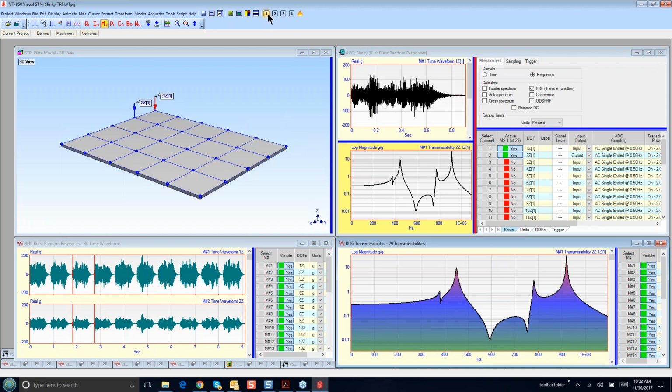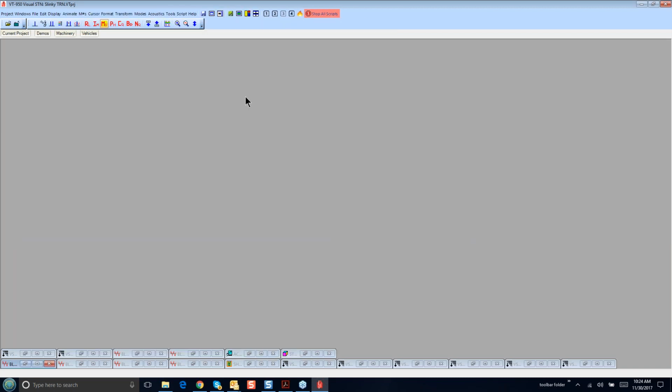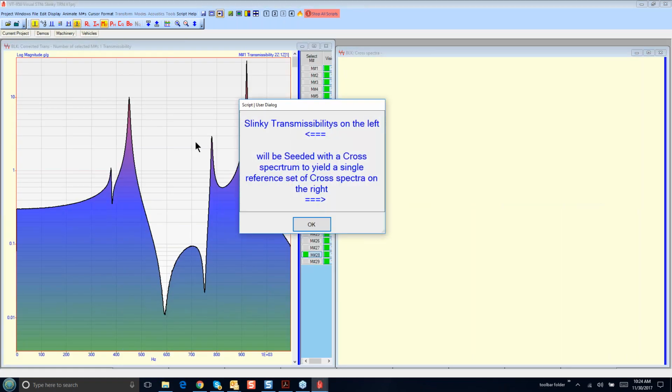Okay, let's go to the next one, and here it is. So we're going to post-process these transmissibilities, and we're going to do what's called a seeding. So we got these transmissibilities on the left, and they're going to be seeded with the cross spectrum to yield a single reference set of cross spectra on the right. Now remember, when we looked at the FRF matrix, a single reference could either be a column or a row of possible measurements. The same goes for cross spectra.